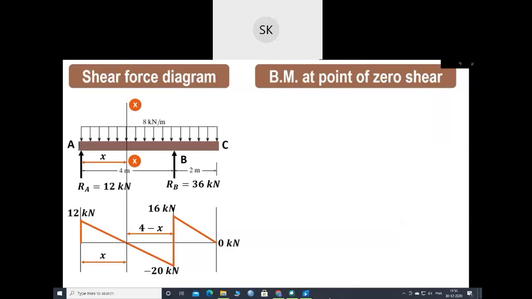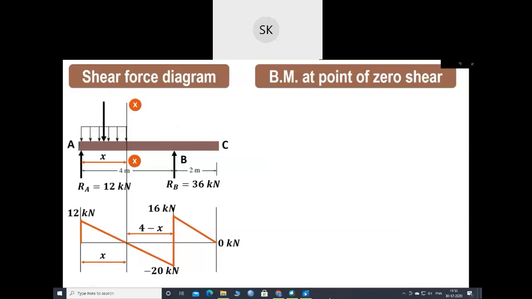Now we'll find out the bending moment at this particular point of zero shear. So let us extrapolate that particular section and let us call this section XX in our original diagram. So x distance we have already calculated. Now we have to find out what will be the bending moment at this particular section XX. So we'll consider the forces on the left hand side of this particular section XX. So we'll remove this 8 kN per meter load which is present on the right hand side of this section XX.